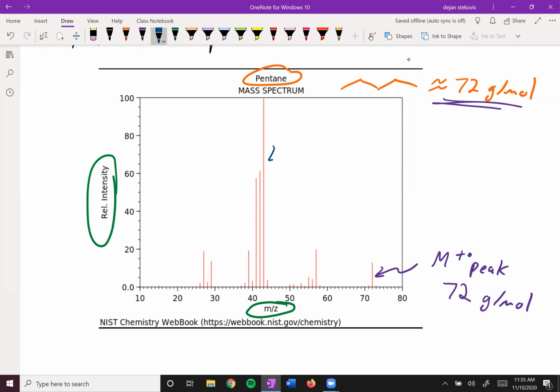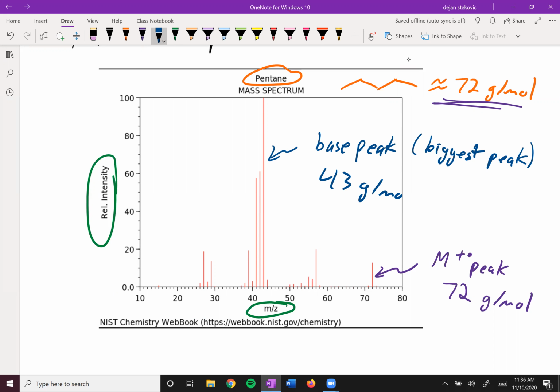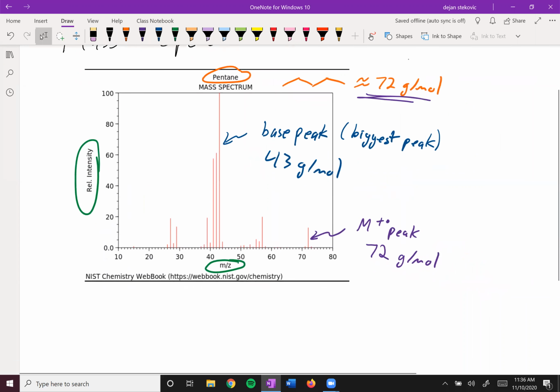Over here, this biggest peak is what's known as the base peak. That's just the biggest peak. So you can tell that your molecular ion peak is not always your biggest peak. Sometimes it is, sometimes it isn't. In this case, this one's reading at 43 grams per mole. And so we can think about what occurs here.